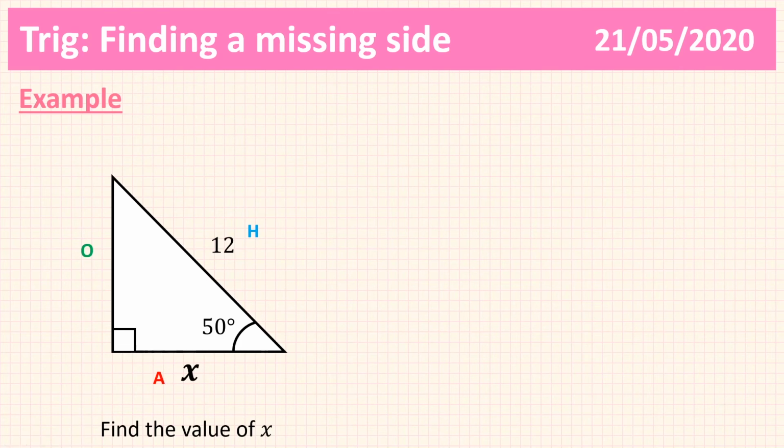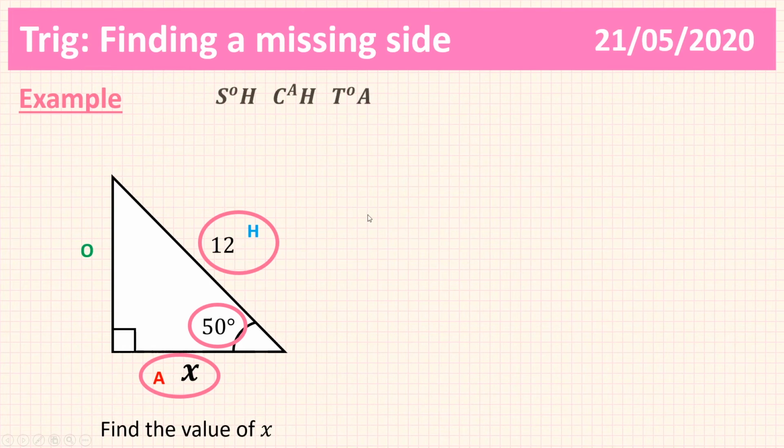The next thing we should do is circle what we have. So I've got my hypotenuse, I've got the 12, and I've got my angle, and then I circle what I need. I need the x. I don't care about the opposite in this question. Doesn't need to be there. The things that I care about are the things that I've circled. I care about the hypotenuse, which is 12. I care about the angle, which is 50. And I care about the missing side that I'm looking for, which is the adjacent x.